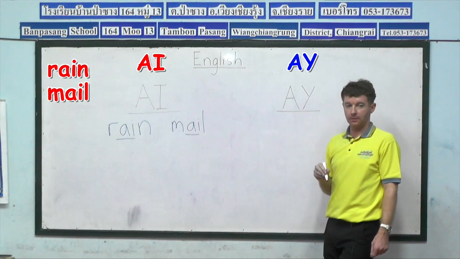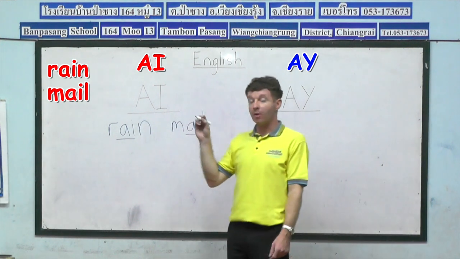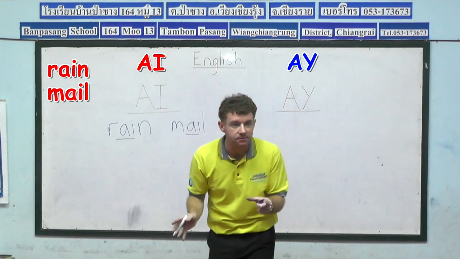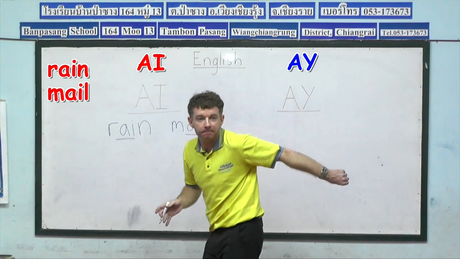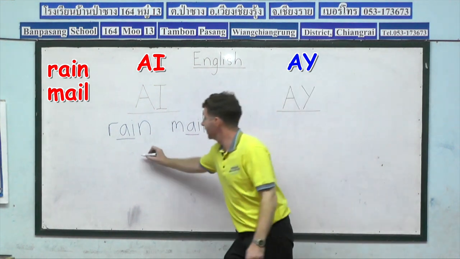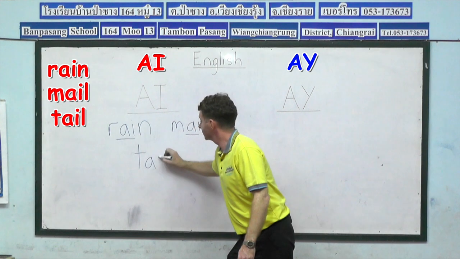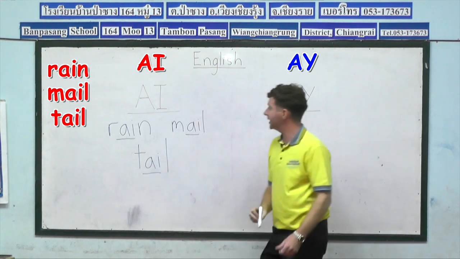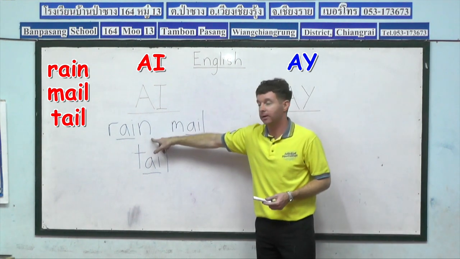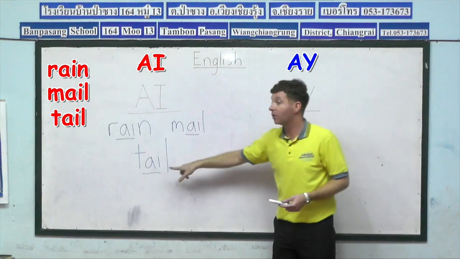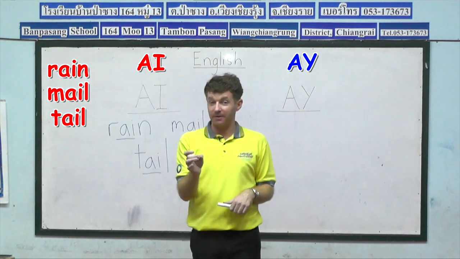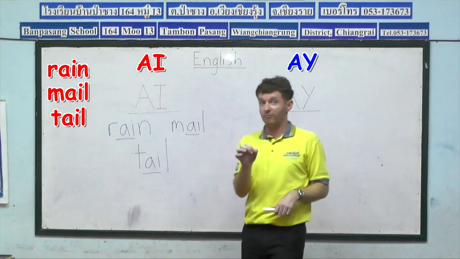Mail. And let's see if we can think of one more word containing A-I. If we have dogs or cats, what do they have behind them? Tail. Well done. How do we spell tail? T-A-I-L. Okay, so far for A-I: rain, mail, tail. Now we'll move on to the second sound that's very similar but spelt and used differently.